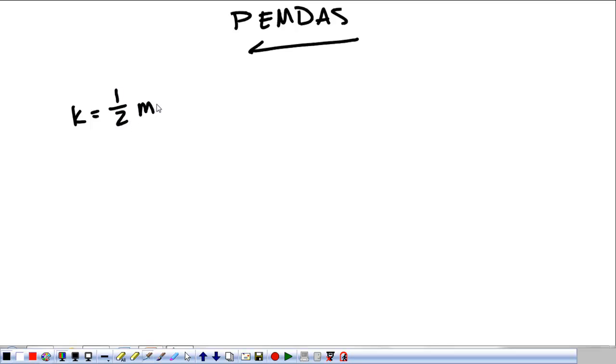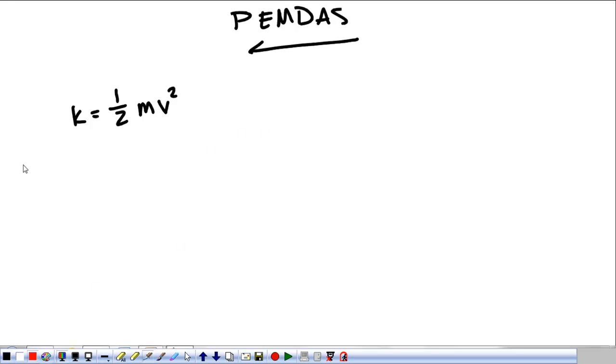So, erasing all that, we're going to look at a different equation, and we're going to remember that we are doing PEMDAS, P-E-M, but we're doing it backwards. So, we have K equals, this is kinetic energy, we'll deal with this later in the year, 1/2 mass times velocity squared. That's a lowercase b. So this is our equation.